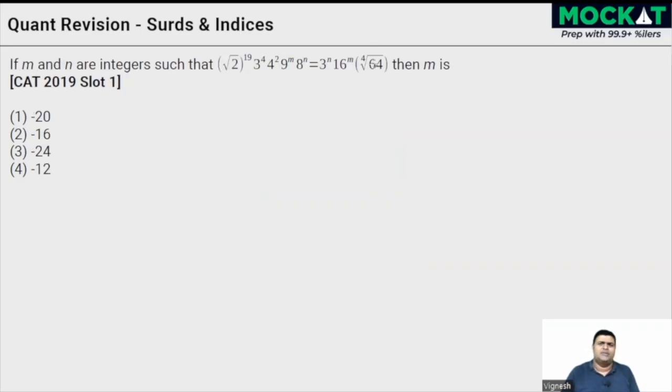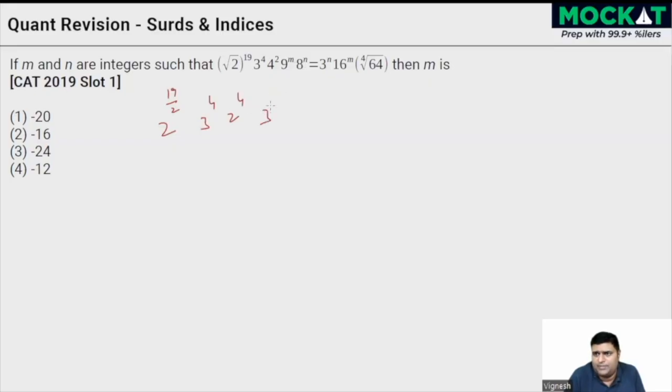So CAT has been having a tendency to come up with questions with indices, where it seems quite complex. But how do we go about simplifying something like this? The next step when you're writing down should be quite simple. 2 power 19 by 2. Straight up you have to write it. 3 power 4, 4 square is 2 power 4.